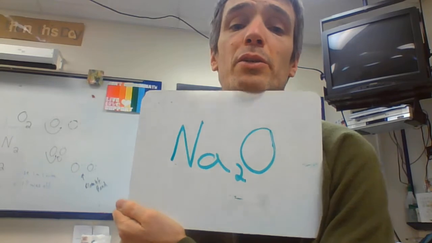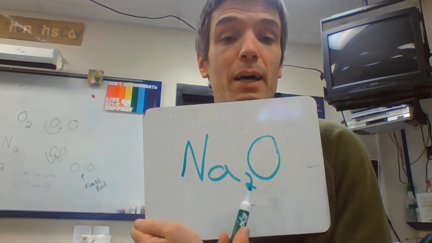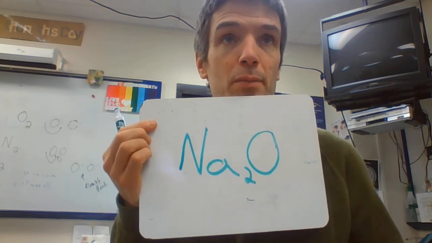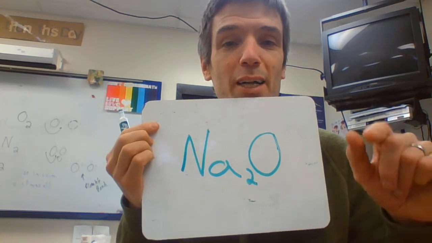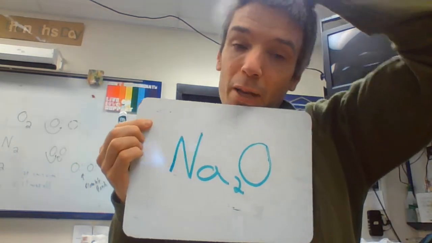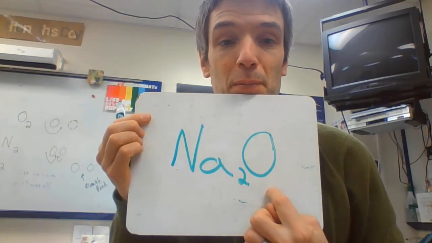Now, here's a second example. I've got sodium oxide, not dioxide, sodium oxide. And I said water wrong. I said hydrogen dioxide. It's dihydrogen oxide. Oops, sorry. Anyways, sodium oxide. Now, sodium is right there in the middle region on the periodic table, and oxygen is right there, that is in the non-metal.